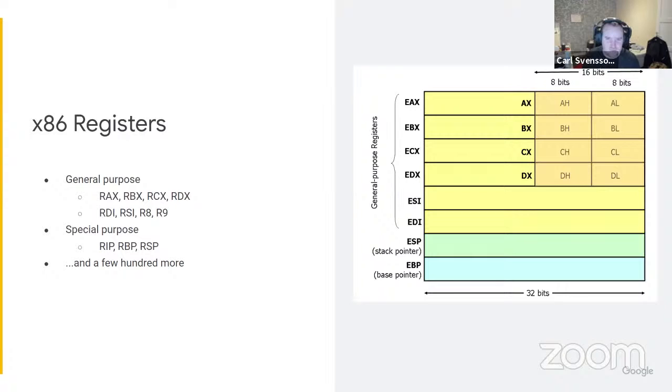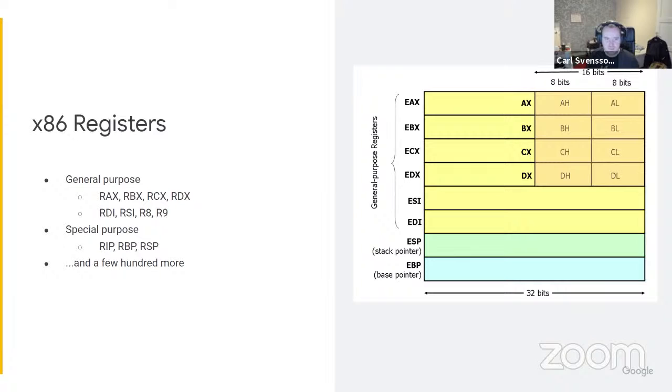So you have some general purpose registers where you can store any data you want. They are typically named A, B, C, D, four of them. And you have DI, SI, and R8 and R9 registers. But for the purposes of what we're talking about, these are just general registers where you can store whatever you want. And then you have some special purpose registers. The important ones here are the IP, BP, and SP registers.